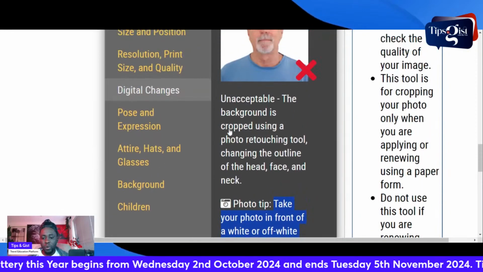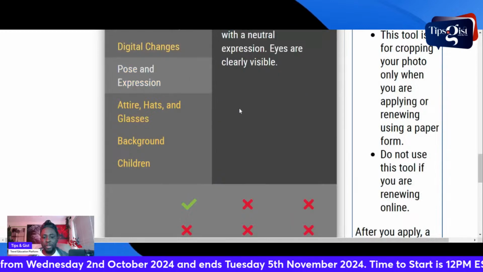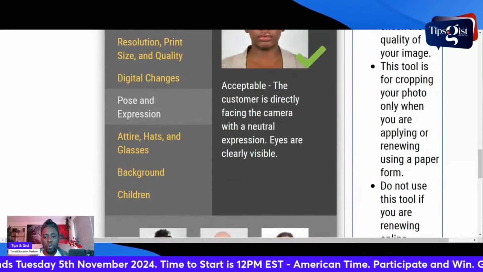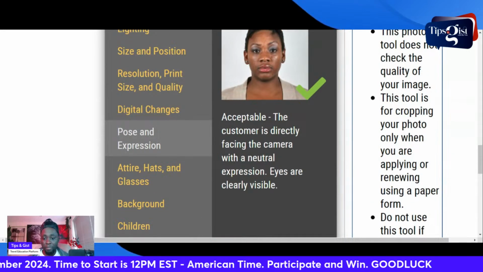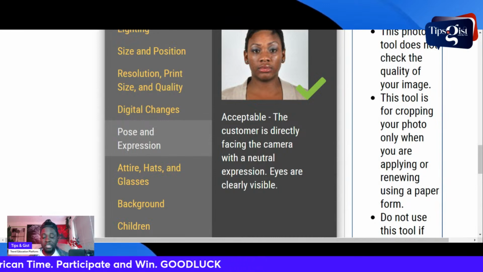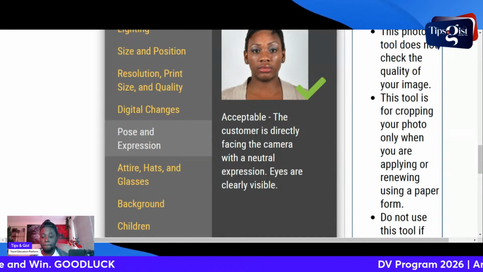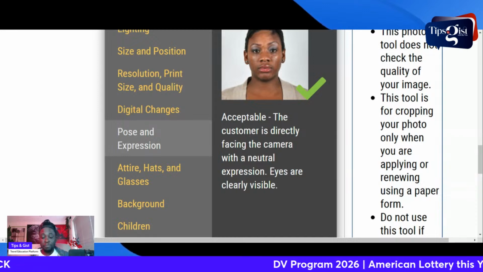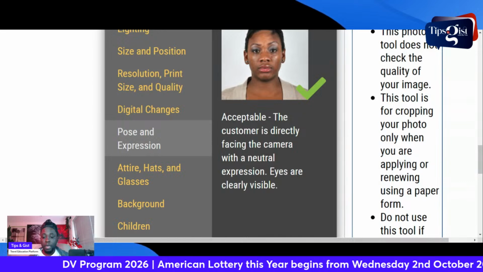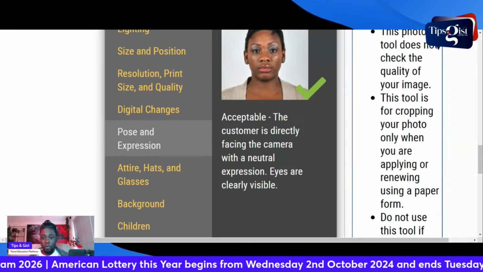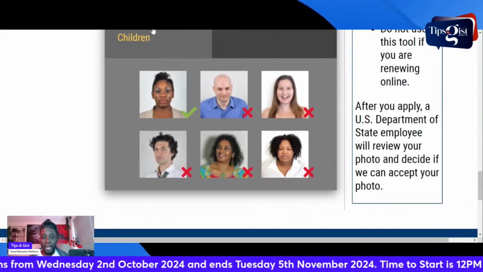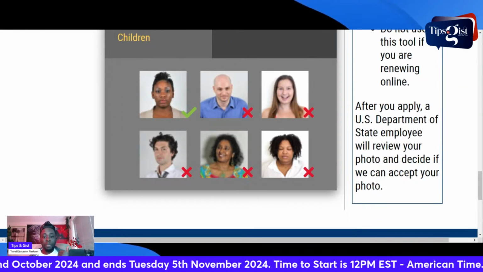Another one, let us go to pose and expression. How do you pose? Now, it should be neutral, so acceptable. The customer is directly facing the camera with a neutral expression. Don't laugh. Don't frown. Don't smile. Neutral. Okay, you can smile, but don't expose your teeth. So a neutral facial expression. Eyes should be clearly visible. Don't close your eyes. Some of you, when you're taking a picture, because of the flashlight, you blink. Please, your eyes should be visible.